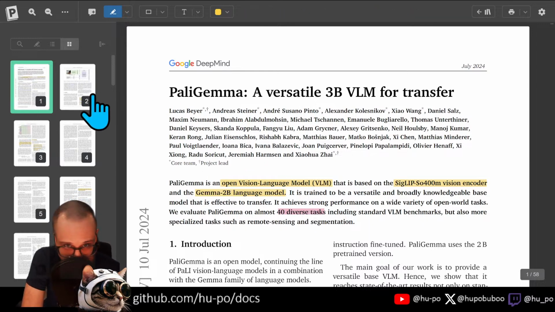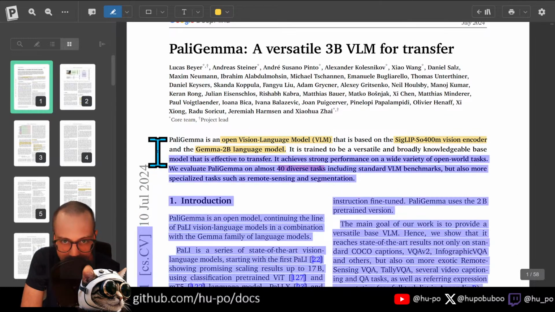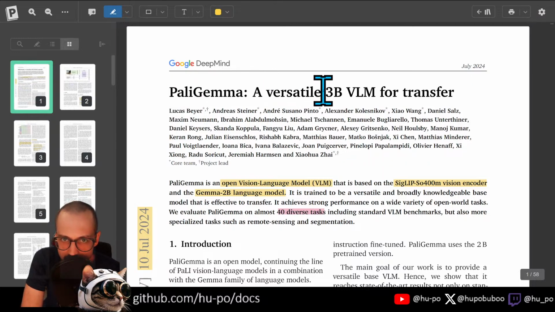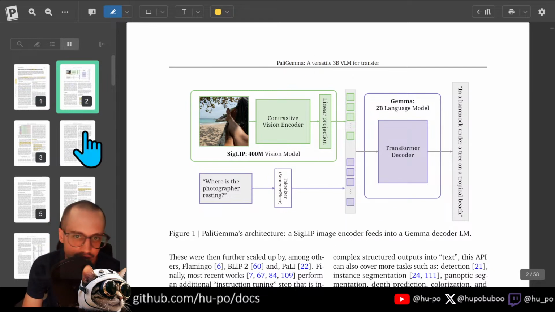All right, PaliGemma. This is Google releasing on the 10th of July, so literally today. No, 2 days ago, their own little tiny VLM. So 3B, it's a very small VLM. It's built on top of SigLIP, which is basically like CLIP, but slightly better if you want to think of it that way. It's not actually better, but it's better in its own way.